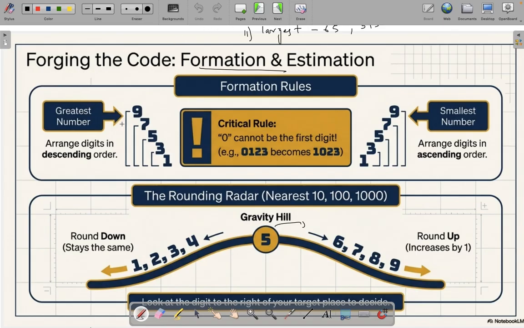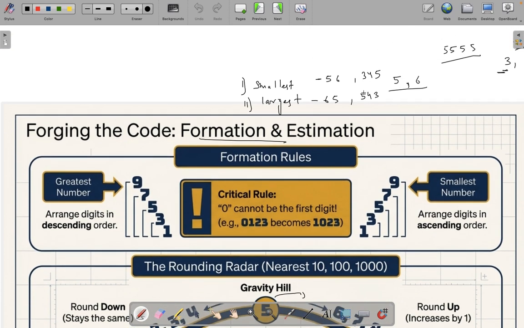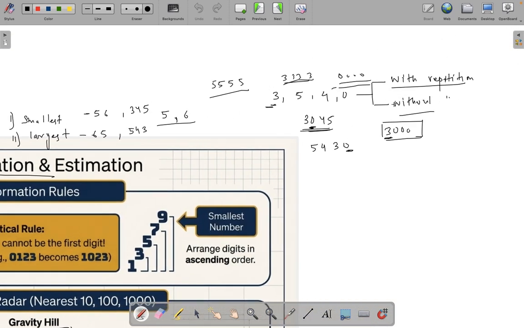Then we had discussed arranging numbers, right? For example, if you want to create the largest five-digit number with repetition or without repetition of digits, we have discussed these cases as well. Are these clear to you? Yes, sir. Okay.